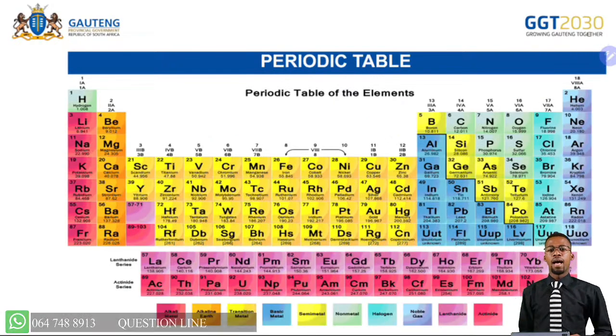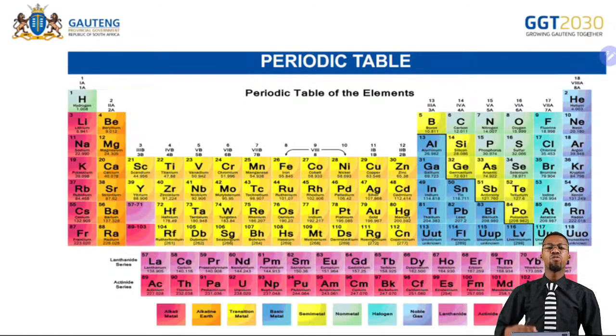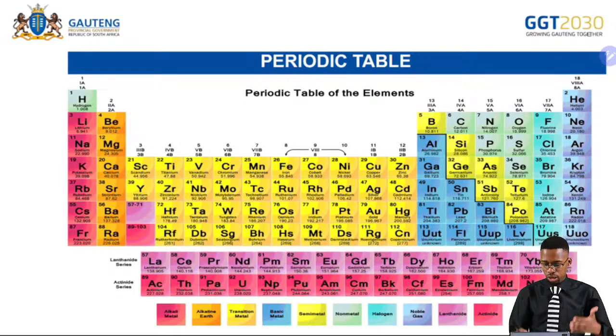So I always say this, let us capacitate ourselves with a periodic table. It's very important. Knowing a periodic table will take you far, more especially in chemistry, because it's our best weapon. This is what we use. So it is your duty and responsibility as a grade 10 learner to familiarize yourself with the periodic table. This is what we are working with.